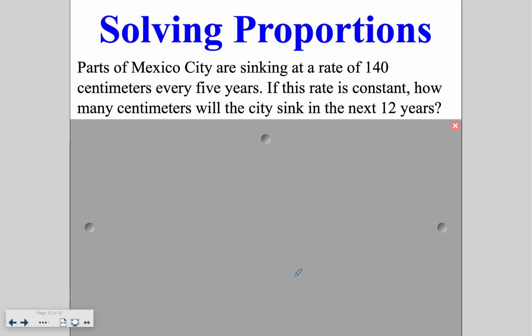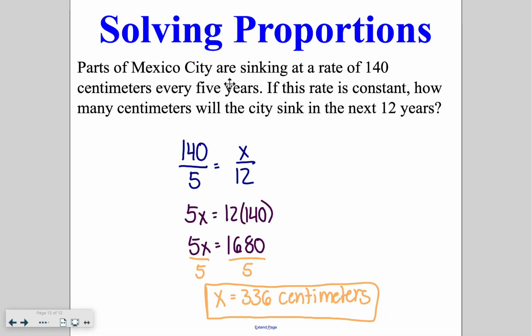Go ahead and try this one on your own. So our first ratio here, the 40 centimeters over the 5 years. Then we have the x centimeters over the 12 years. Cross multiplying to solve is going to give you 336 centimeters in those 12 years.